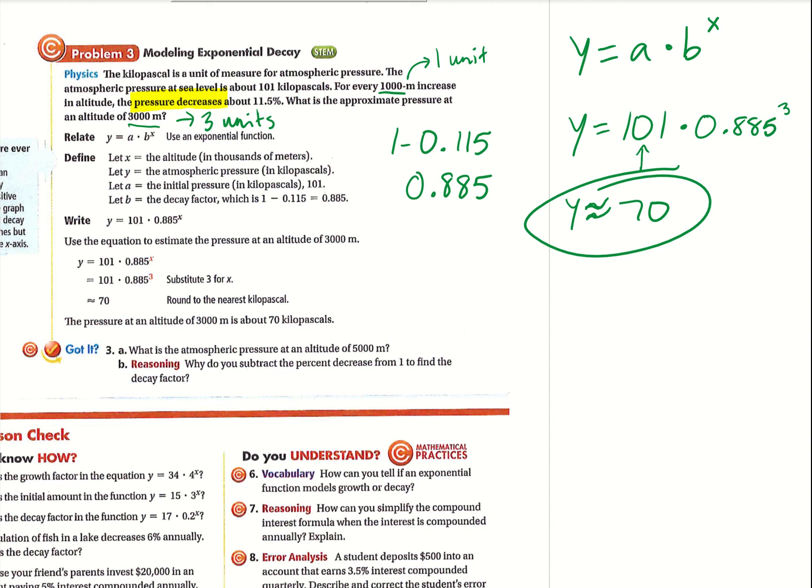Okay, so the last thing that I want you to do is just go ahead and do Got It Problem 3A. Again, it's just going to look at this problem. You're just changing one of your values, and then after you do that, that is going to be it for this video.